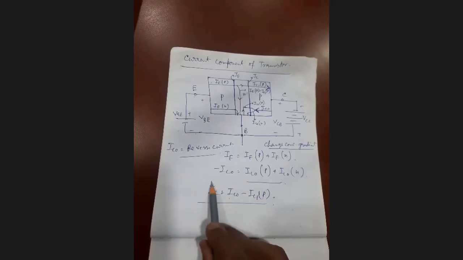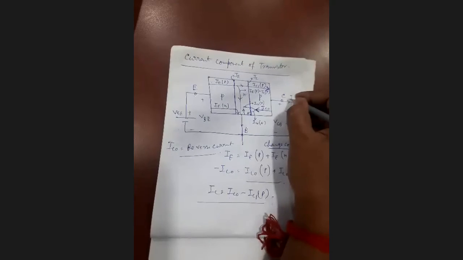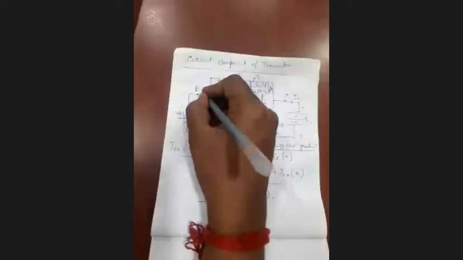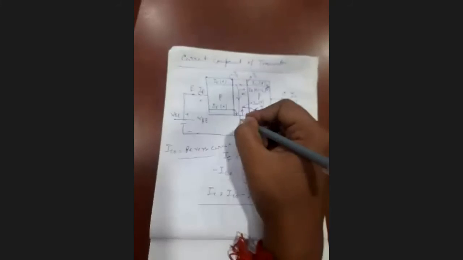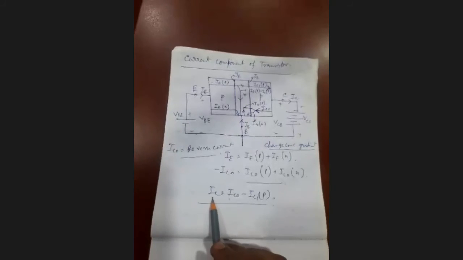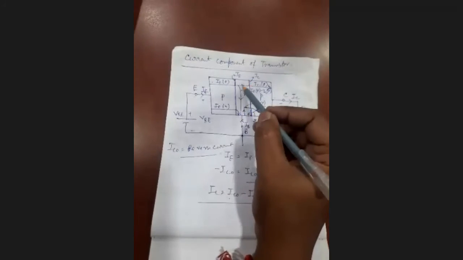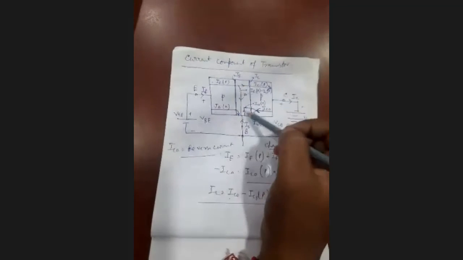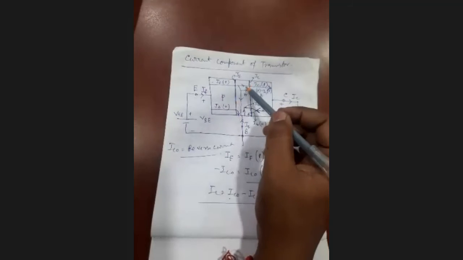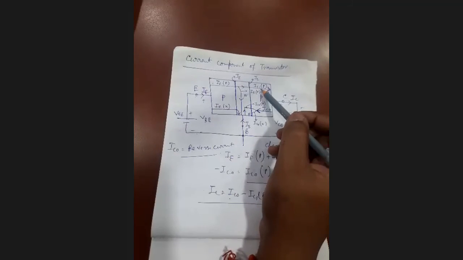So if we consider the collector current as IC, this current as the emitter current IE, and this current as IB, the base current, then the collector current IC is equal to ICO minus IC1P. Most of the carriers are not recombined in the base junction. Most of the carriers move into the collector side.